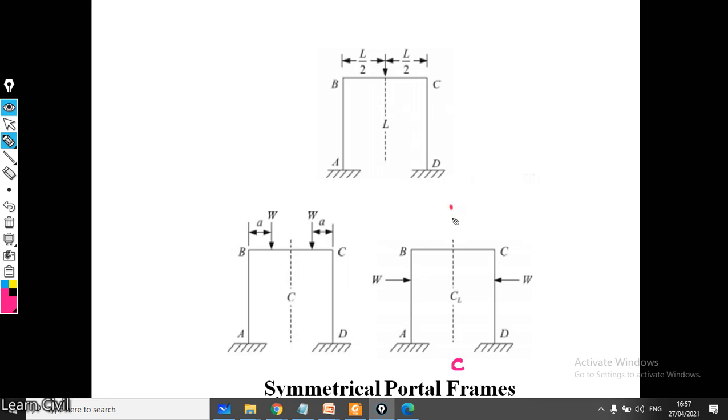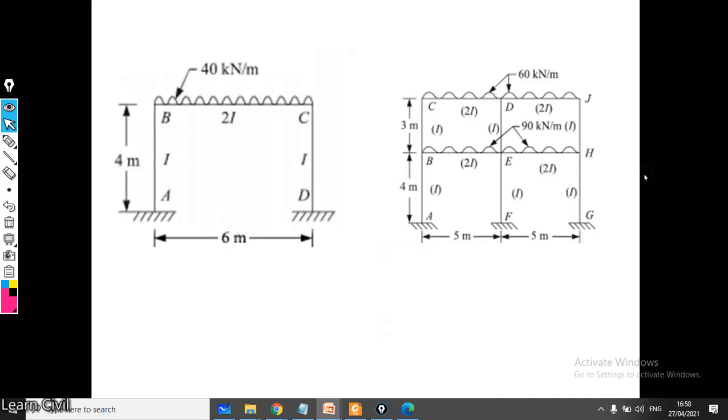Again you can see, if we draw one symmetrical axis about this frame, frame C, then about this axis XX all the loading is symmetrical, because this load is W and this load is again W. Loading is symmetrical about this axis. At the same time, the lengths of the beams are the same, and the support conditions you can see here are the same. So these are some examples of portal frames with symmetry.